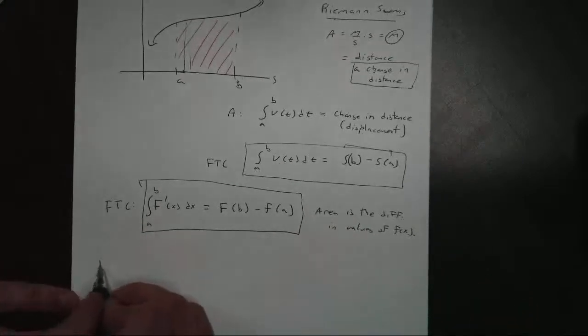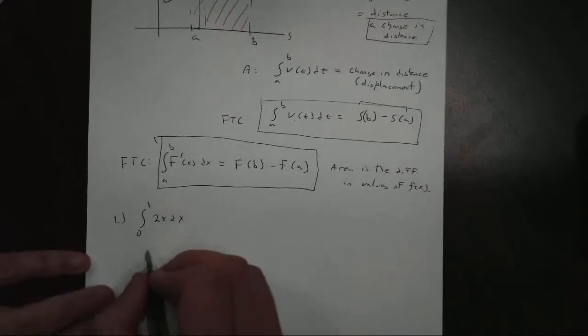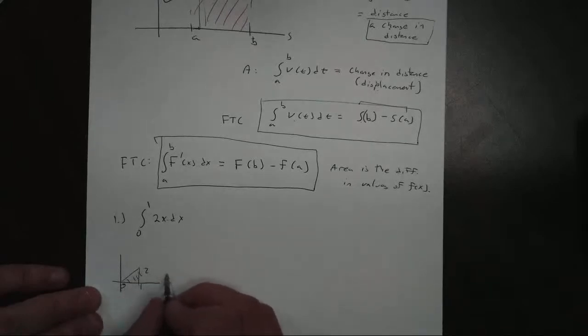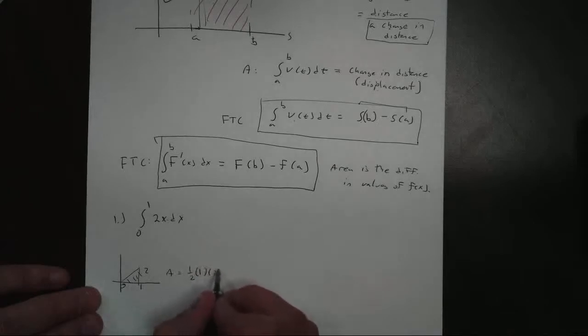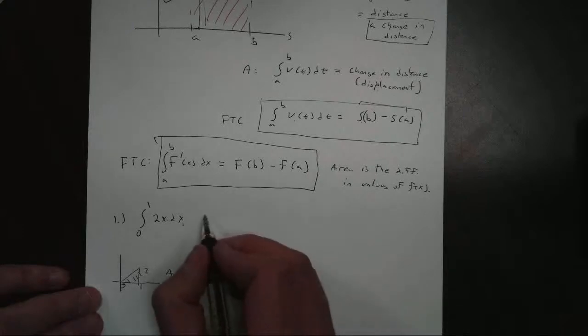So let's take a look at an example on how we can use this. Let's say we're going to take the integral from 0 to 1 of 2x dx. Now, this is an easy one. We can graph this one. If I graph it, it goes from 0 to 1, has a height of 2. I can find the area pretty easily. 1/2, the base is 1, the height is 2, and I get 1. But let's see if our integral works as well.